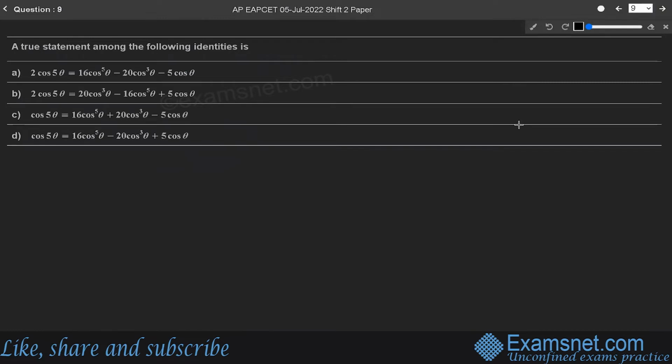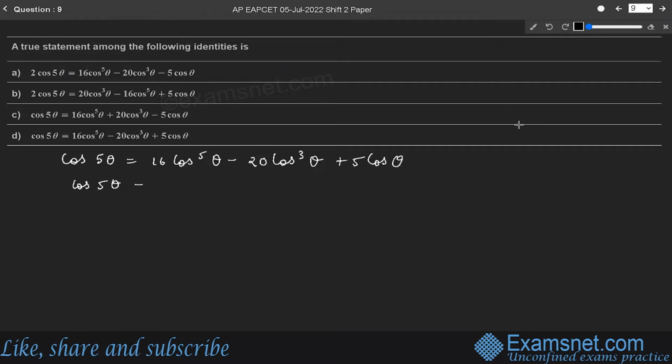Next question is, a true statement among the following identities is. Among all the following identities, the correct identity is cos 5 theta is equal to 16 cos power 5 theta minus 20 cos cube theta plus 5 cos theta. Now let us see a proof of this identity.